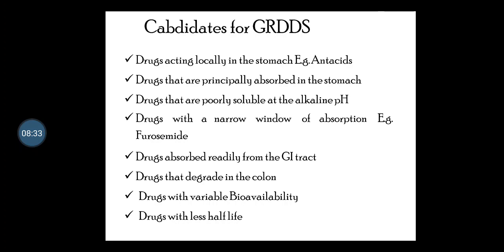Then drugs absorbed readily from the GI tract and not anywhere else, drugs that degrade in the colon, drugs with variable bioavailability, and drugs with a short half-life. So if your drug possesses that kind of pharmacokinetic and pharmacodynamic parameters, then we can go ahead with the selection of the right candidates for the fabrication of the GRDDS.